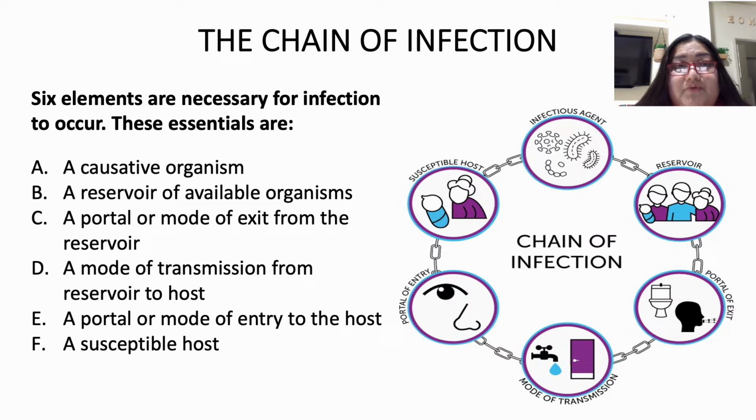The photo shows the chain of infection, and 6 elements are necessary for infection to occur. These essentials are: 1. The causative organism or the infectious agent. 2. A reservoir of available organisms. 3. The portal or mode of exit from the reservoir. 4. A mode of transmission from reservoir to host. 5. A portal or mode of entry to the host. And lastly, a susceptible host. Let us further discuss them one by one.